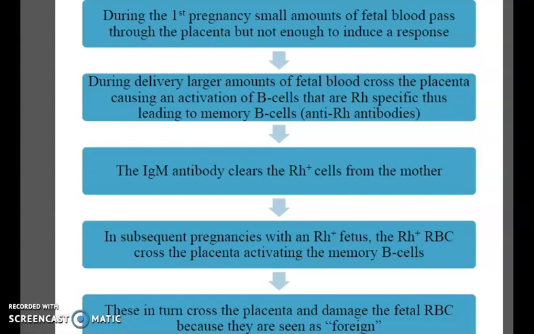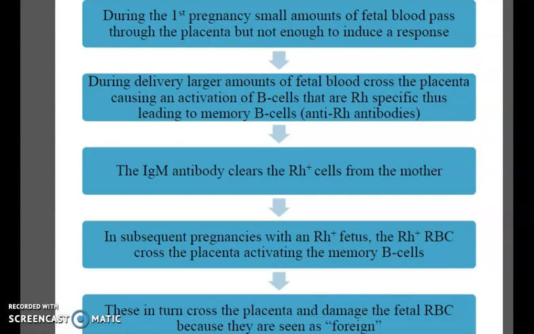During the first pregnancy, small amounts of fetal blood pass through the placenta but not enough to induce a response. During delivery, larger amounts of fetal blood cross the placenta, causing an activation of B cells that are Rh specific, thus leading to memory B cells. The IgM antibody clears the Rh positive cells from the mother.